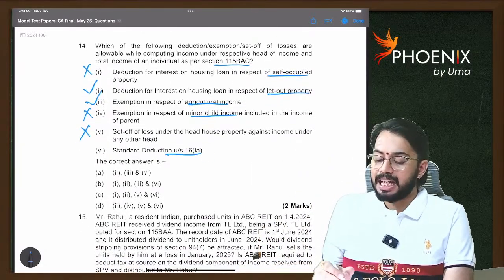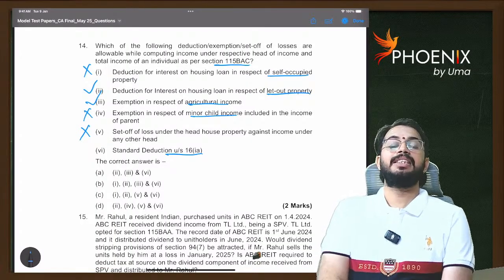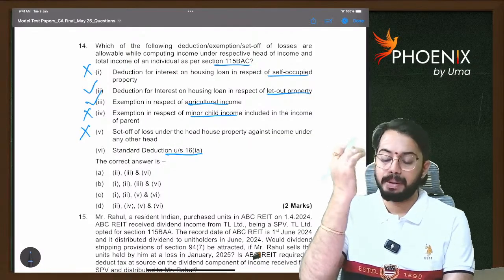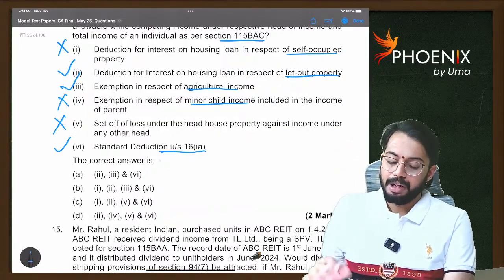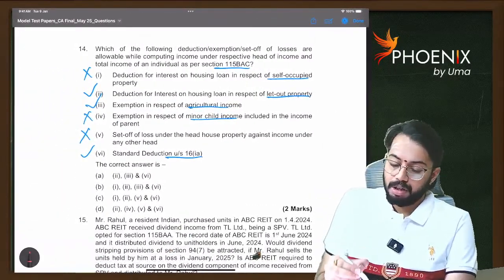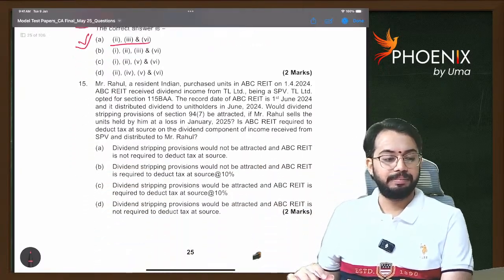Next, standard deduction is available under salaries. Under default tax rate, standard deduction available is 75,000. Under optional tax rate, standard deduction available is 50,000. Do you remember? So this is available. So how many benefits are available? 2, 3 and 6. So A is the answer.